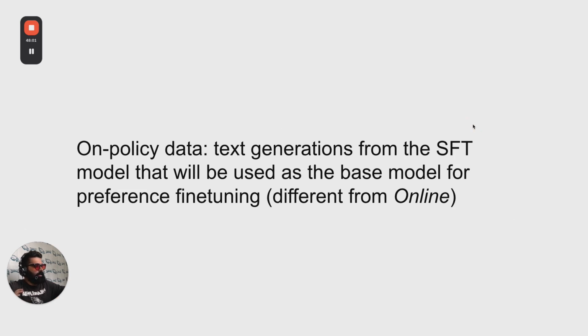A brief term definition: on-policy data is text generations from the SFT model that will be used as the base model for preference fine-tuning. This is different from online data, which means that you're using the live model being trained at each step and then generating data from it. On-policy is a frozen model that is not being trained, but was trained with your SFT pipeline.